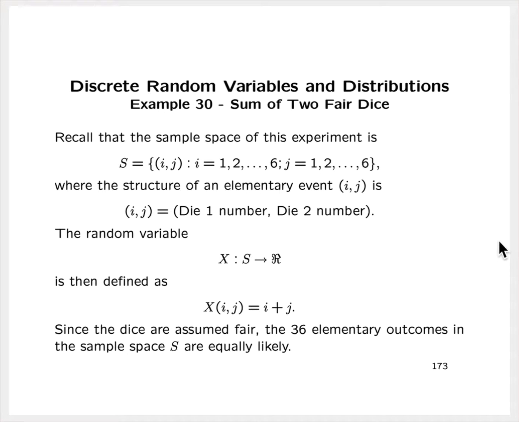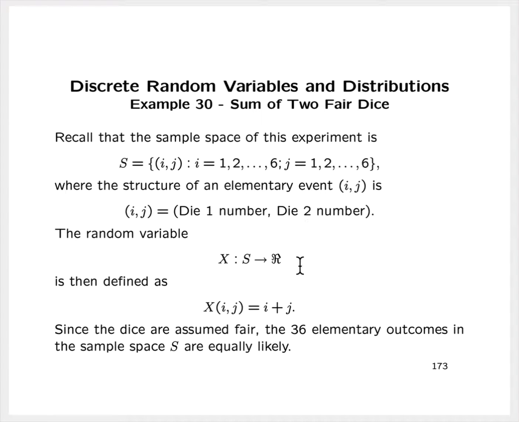Now recall that the sample space of this experiment, capital S, is the set of all ordered pairs (i, j) such that i varies from 1 through 6, and then for every i, regardless of its value, j goes from 1 to 6 as well. The structure of the elementary event (i, j) is the following. The first coordinate is the number obtained on die 1, for example the green die, and the second coordinate is the number obtained on die 2, for example the red die.